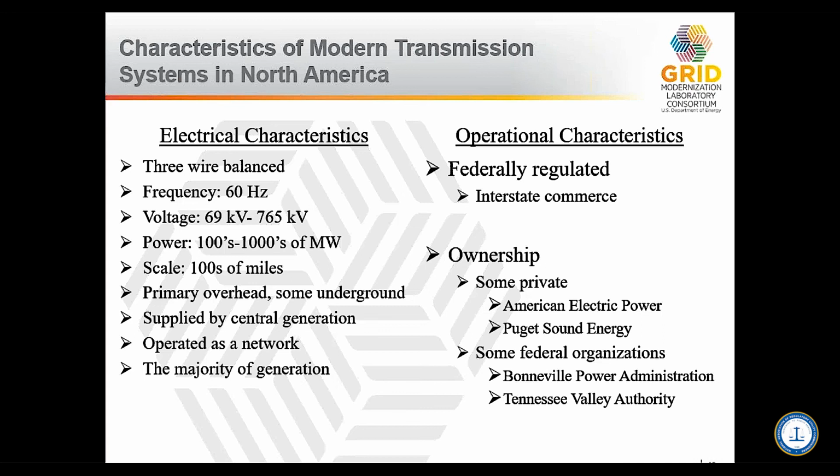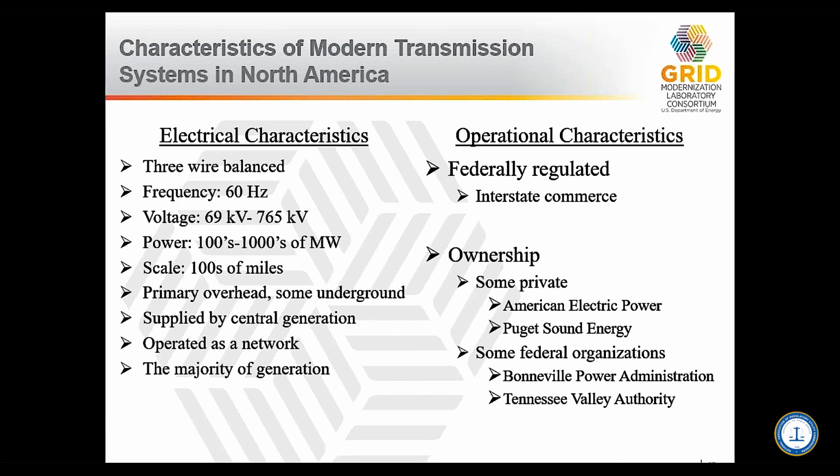765 really only exists up in the Northeast. 115, 230, and 500 are the most common for most of the country. This is where you're moving power for hundreds, even thousands of miles in some cases. And primarily, this is all overhead conductor. You can put some of this underground, but putting high voltage transmission lines underground can be very expensive and challenging.